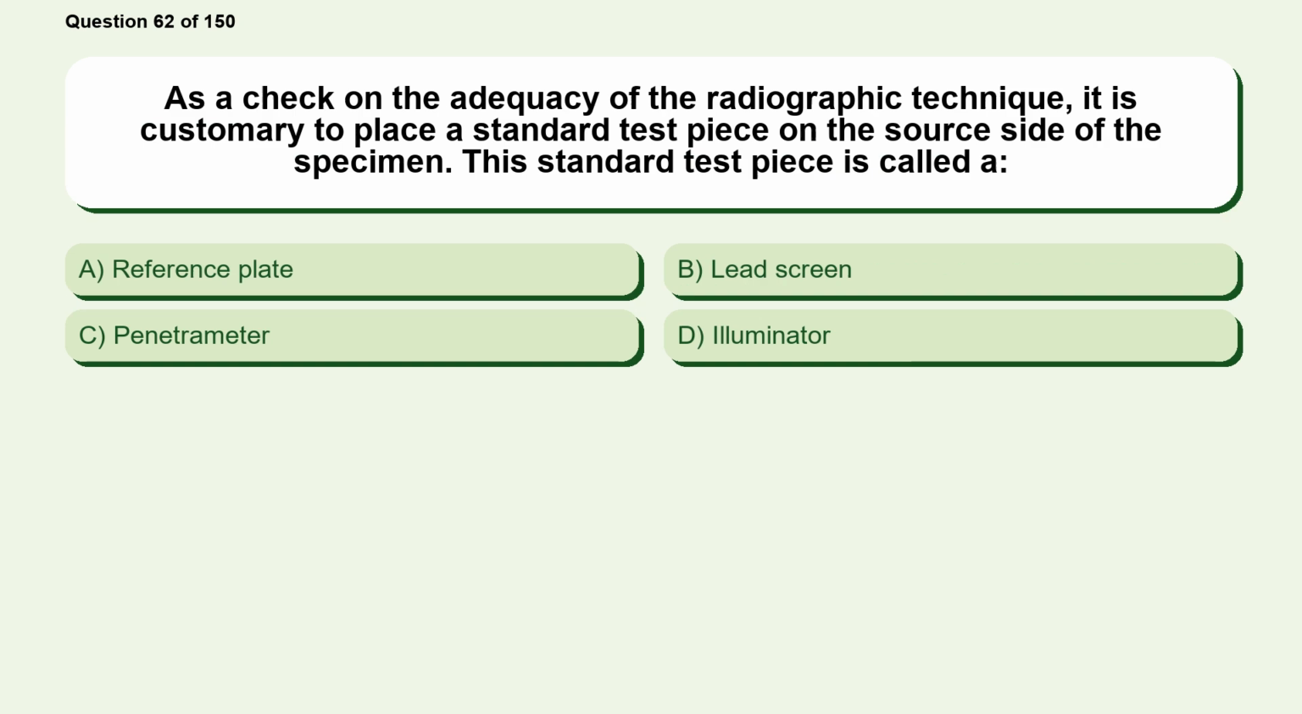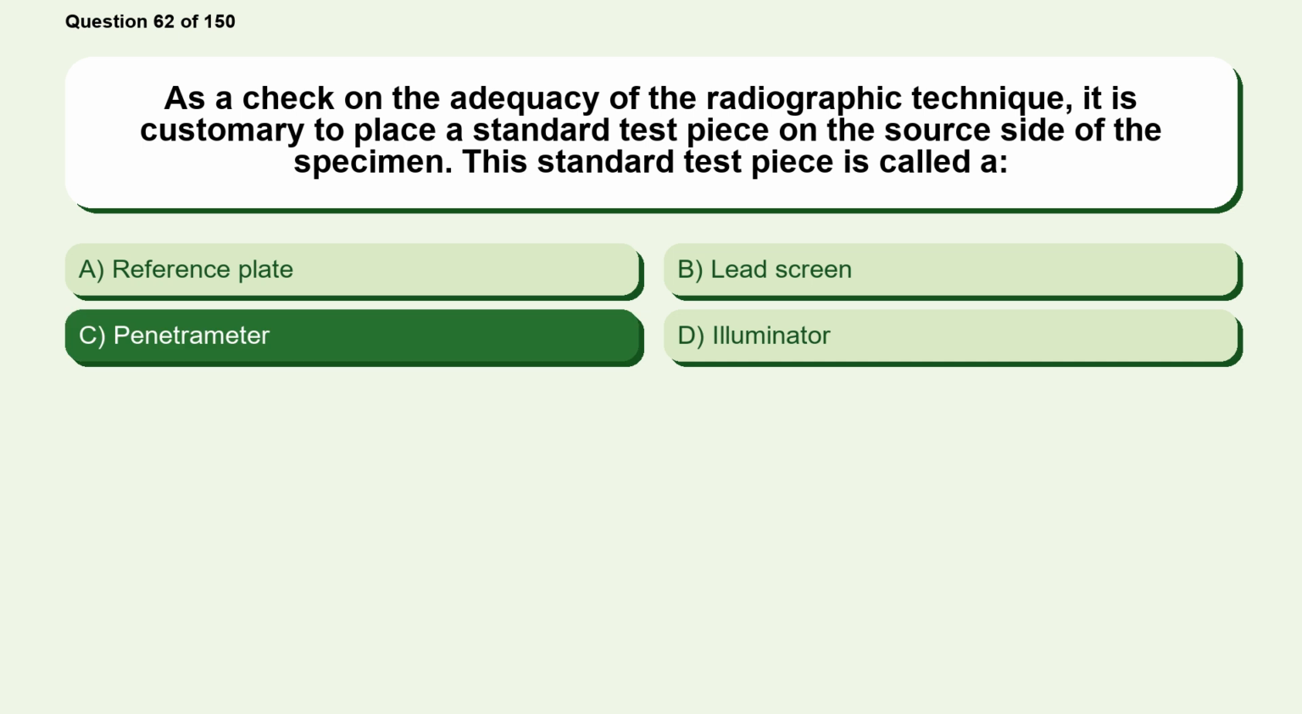Question 62. As a check on the adequacy of the radiographic technique, it is customary to place a standard test piece on the source side of the specimen. This standard test piece is called a: Option A, reference plate. Option B, lead screen. Option C, penetrometer. Option D, illuminator. The correct answer is option C, penetrometer.